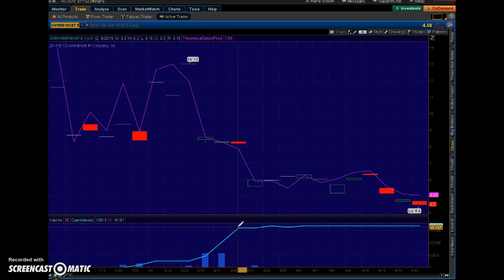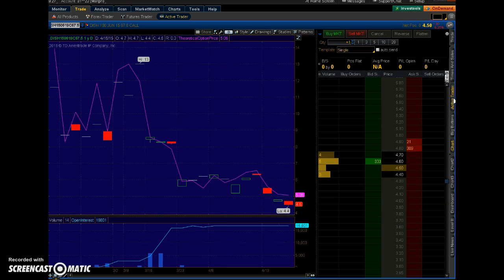Whether they were part of a spread, whether they were bought or sold, is beyond the scope of this discussion, but this is to show you how you can actually track an option and its subsequent changes in volume and open interest in graphical format. Now, we're going to add a second piece to this puzzle here and click on a tab on the right called Active Trader.